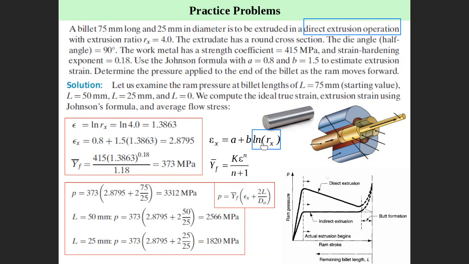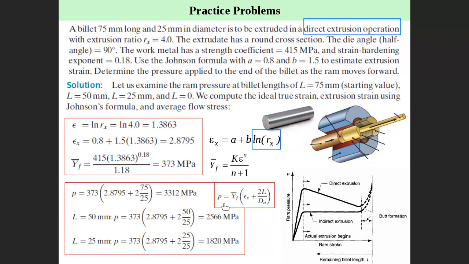In this case, we don't know epsilon, so we need to obtain epsilon. Epsilon equals ln Rx. We know Rx, so take ln Rx and you get epsilon. Then epsilon x equals A plus B epsilon, so you can obtain epsilon x. Then Y bar flow equals K epsilon to the n divided by n plus 1. Epsilon is 1.3863. Apply it here and you obtain Y bar flow. Then we know Y bar flow and epsilon x.